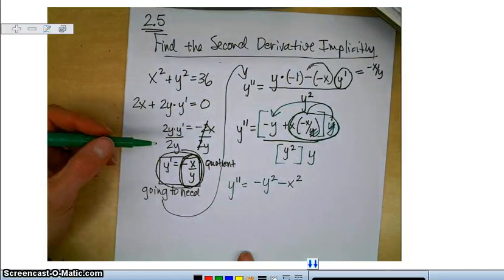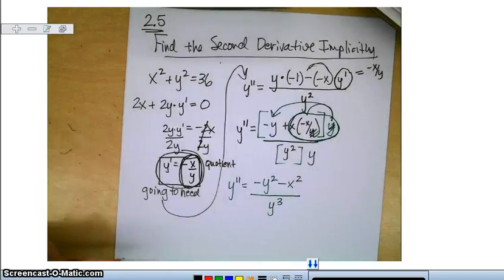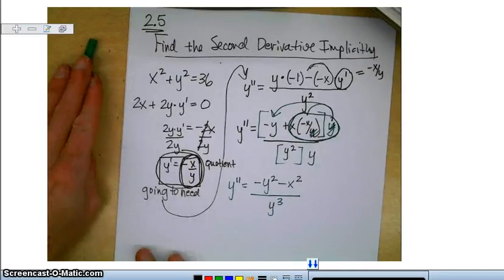Top has no more fractions. And what's on the bottom now? Y cubed. And I'm done. Don't even try, don't even think about it. Some of you were thinking about canceling. Don't, because there's subtraction. Okay, do you want to see one more of those or go to the board?